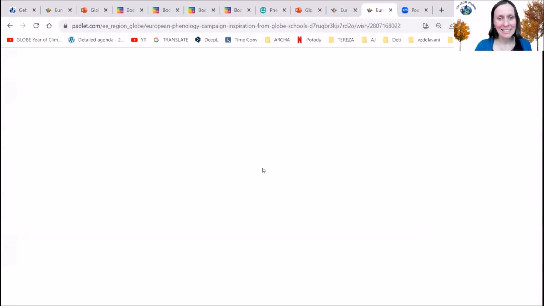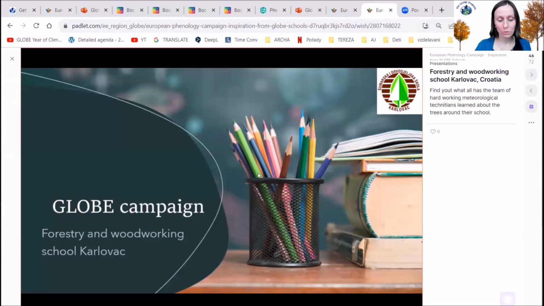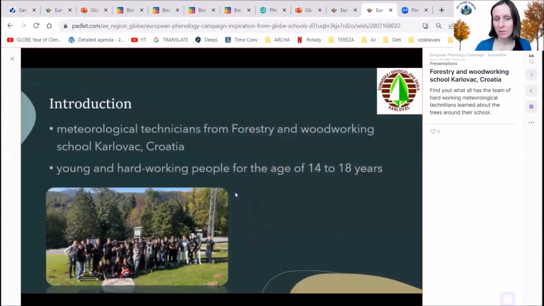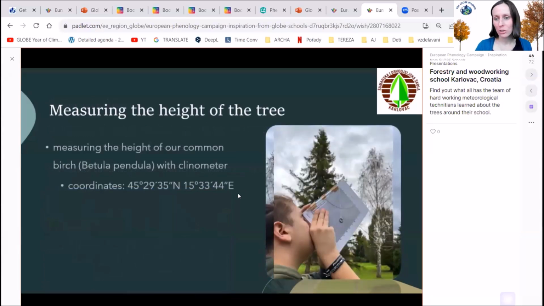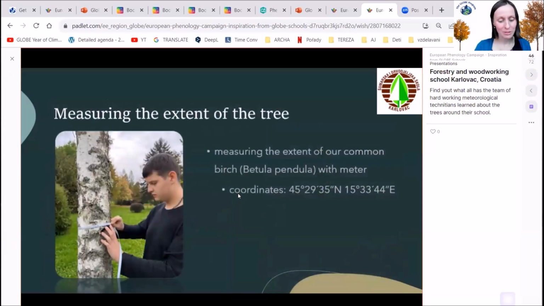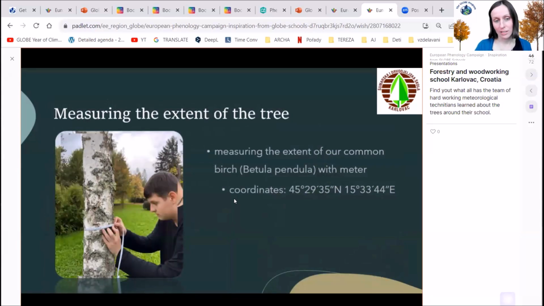And then a presentation from Forestry and Woodworking School from Karlovac, which was actually submitted straight from the students, not by the teachers, but from the students themselves. And it was created by the team of future meteorological technicians who I think enjoyed a lot of their observations, and they also measured their tree height and their circumference. So it's a very experienced school, and they have a lot of findings.